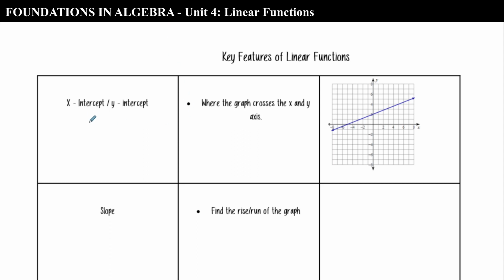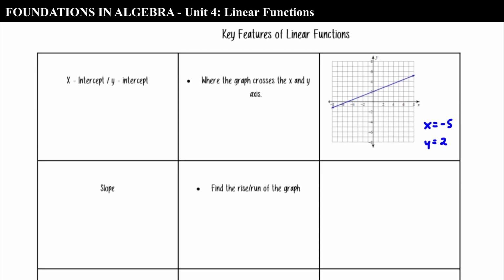So let's start off with the x-intercept and y-intercept. Well, they are exactly what they say they are. They are where the graph crosses the x and y axis. So in this case, our x-intercept is going to be x equals -5, and our y-intercept is going to be where y equals 2.